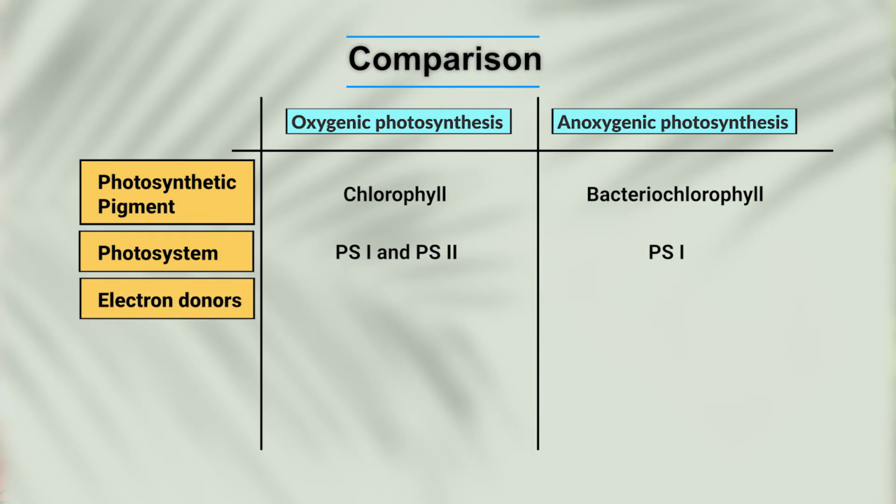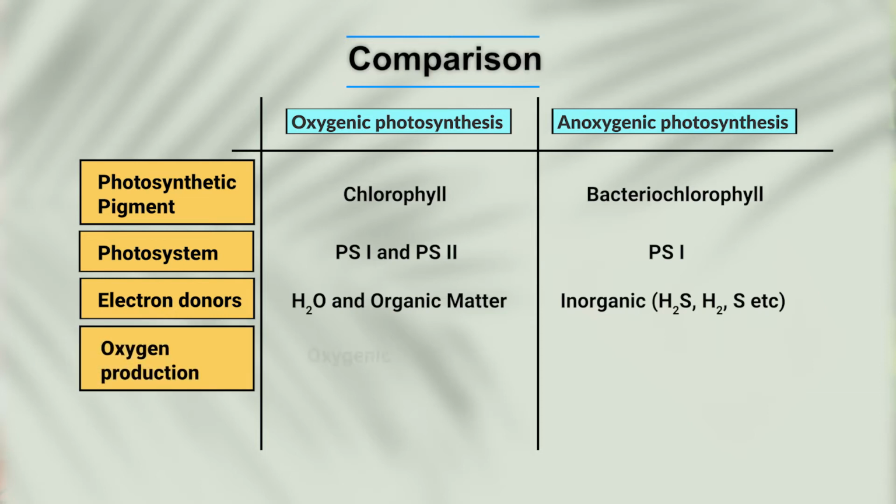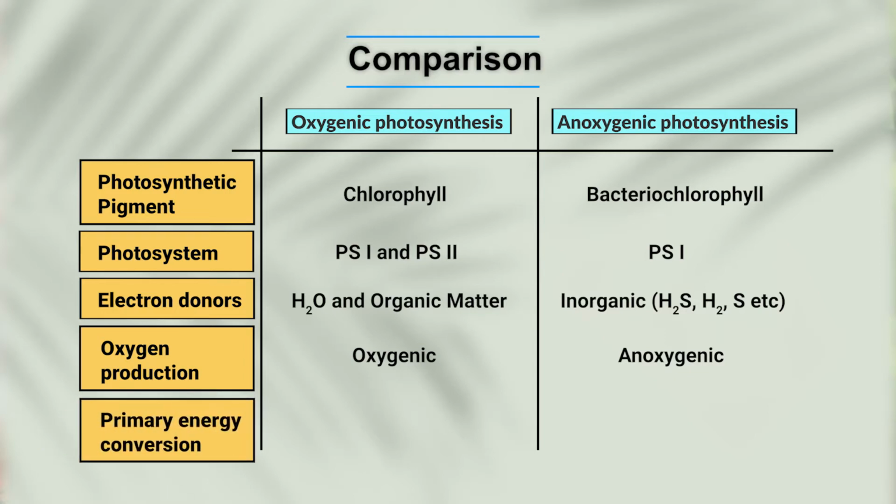Here the electron donor in case of oxygenic photosynthesis will be water, but for the anoxygenic process it will be H2S or other compounds. Of course, it will be producing oxygen, and it will be producing sulfur in case of anoxygenic photosynthesis, and the primary energy converting processes will involve the production of ATP and NADPH for the oxygenic one, and for the anoxygenic one only ATP will be generated.